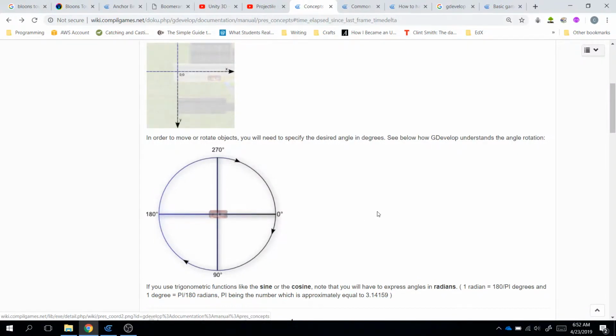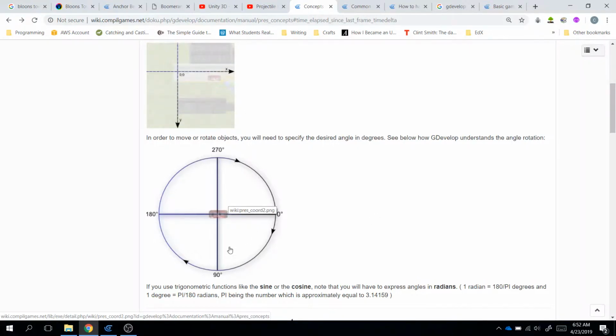Now you might be thinking this looks exactly like a unit circle, but the angles are flipped. Why is that? Well, if you remember also, in GDevelop the top left is 0, 0, and the y increases as we go down.